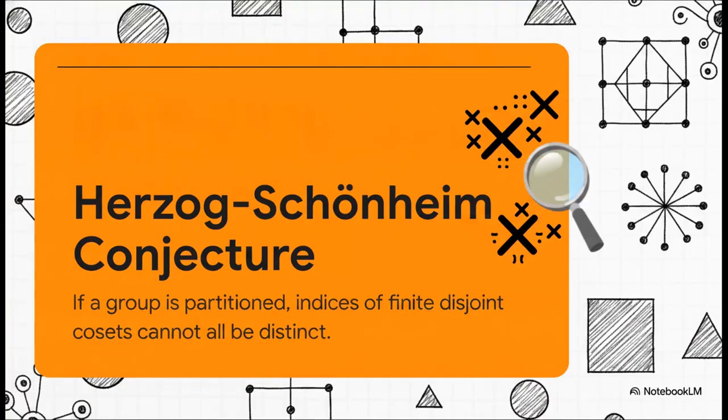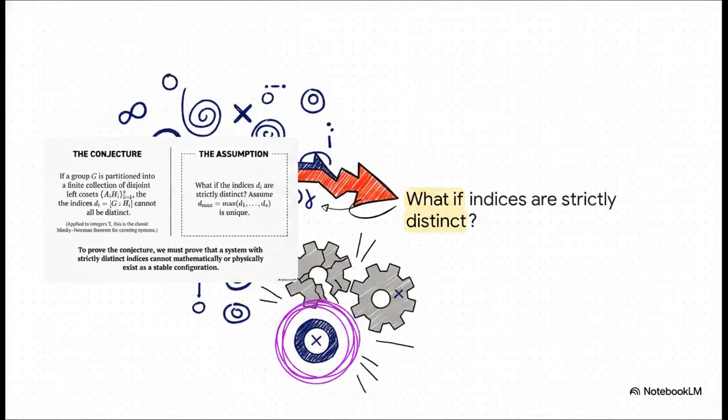So, the Herzog-Schönheim conjecture states that if a group is partitioned into a finite collection of disjoint left cosets, their indices simply cannot all be distinct. Remember, these indices basically dictate the size or the frequency of those cosets. At first glance, it's just a seemingly simple discrete combinatorial puzzle. But here's where it gets really interesting.